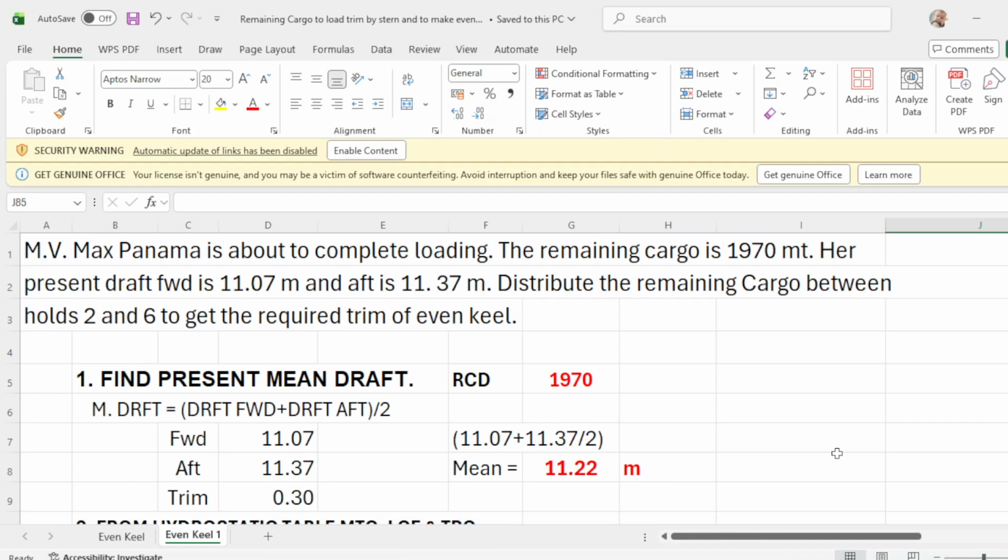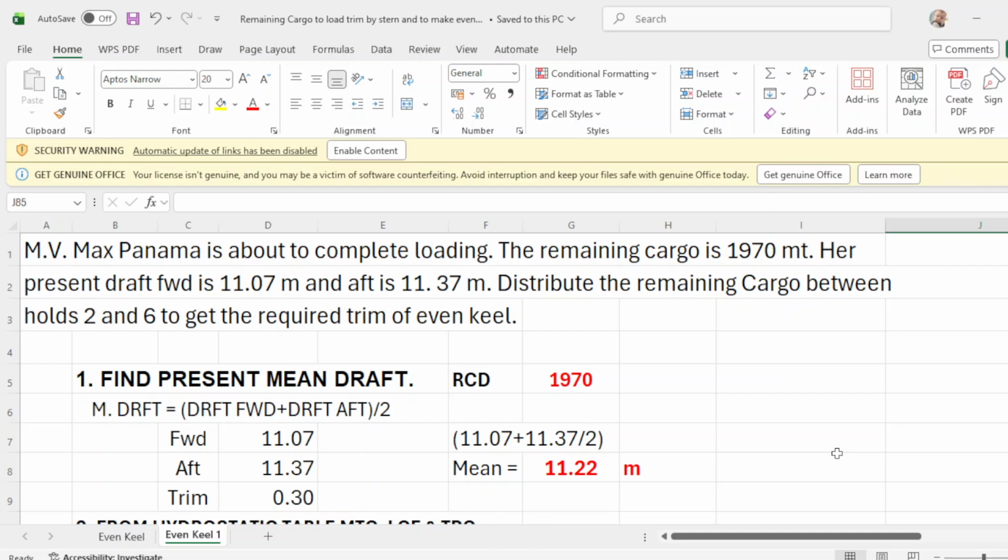So this is the problem. MV Max Panama is about to complete loading. So it's loading, and the remaining cargo is 1,970 metric tons, meaning remaining cargo before completion. Her present draft forward is 11.07 and aft draft is 11.37 meters. Distribute the remaining cargo between holds 2 and 6 to get the required trim of even keel.